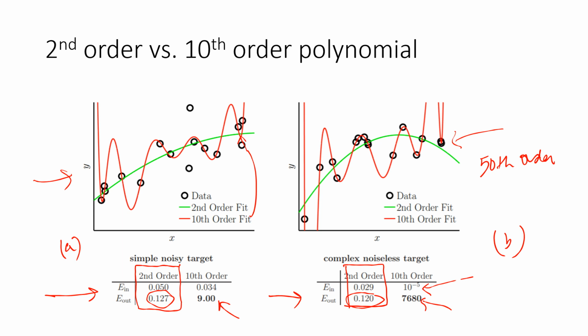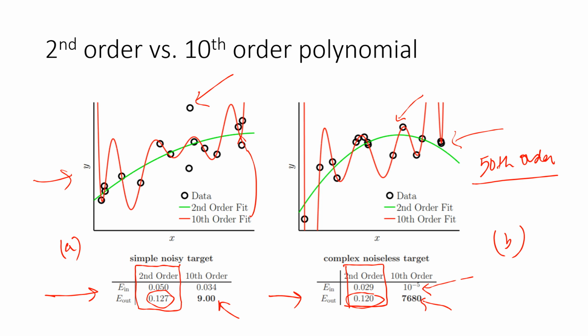So in practice, we can say, okay, why don't I go and use the 50th order polynomial? And another question that arises is, is the second order, the simpler model, always going to do better? Well, not always. For example, if the data was noiseless and it was a 10th order polynomial, as I said, the complex model would have fit really well. But in the 50th order polynomial case, although the data was noiseless, overfitting happened. That resulted in a bad E out.